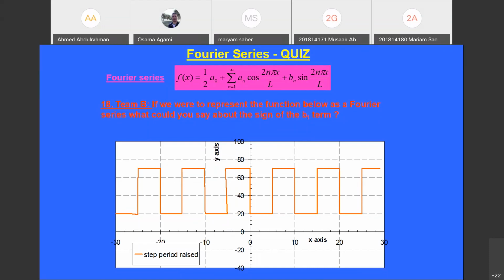When you have a period equal to 10, Bn is equal to 2 over the total period, integration from minus half of the period to the positive half of the period for your function, multiplied by the same as the one in your Fourier series, sine n pi x over L. L is a half period because the period is T equal to 2L. So L is 5. So please substitute in the formula and find only B1, and n here is 1 in the formula of Bn.